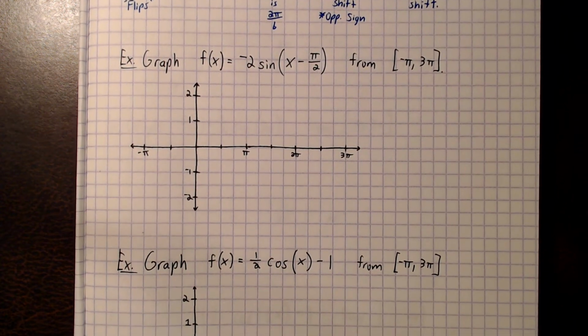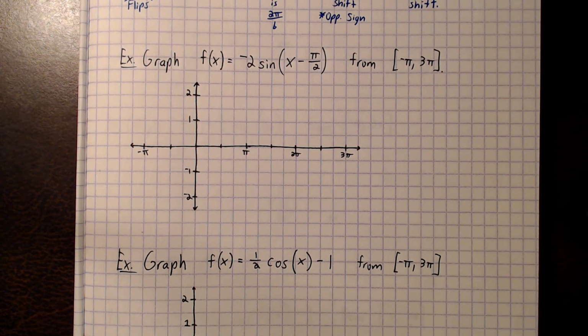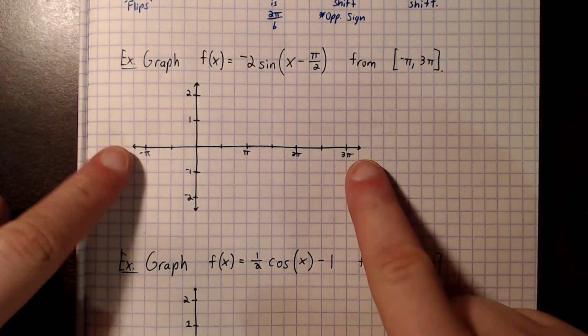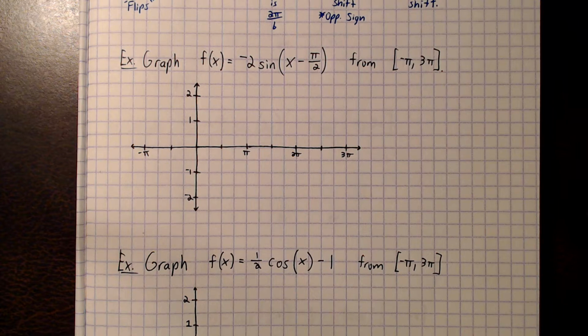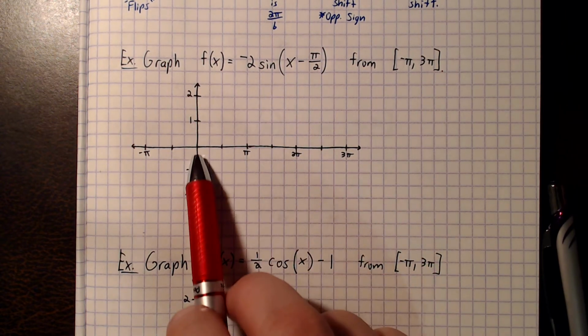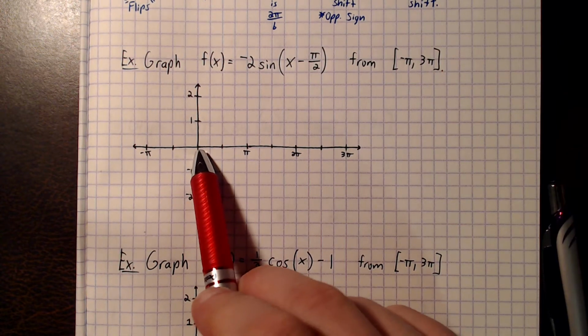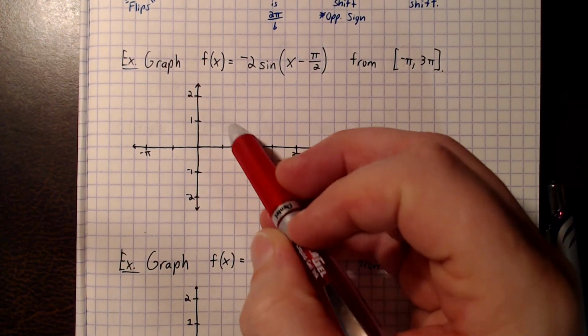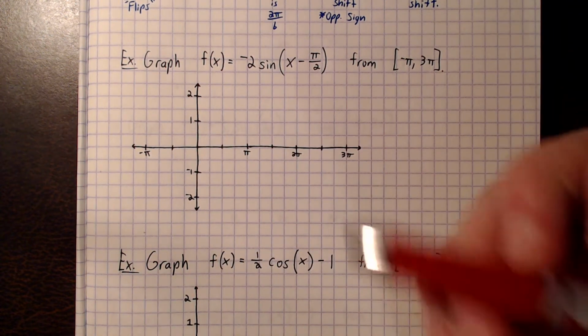So here's our first example. We have negative 2 sine of x minus 2 pi, and then they gave us a range. So we want to see what this thing looks like between negative pi and 3 pi. So I've already set up my coordinate plane for this problem. And what we want to do is keep in mind some really basic ideas for sine, right? Sine started at 0, 0, and then it went up and then down, right? That was the original look of sine.